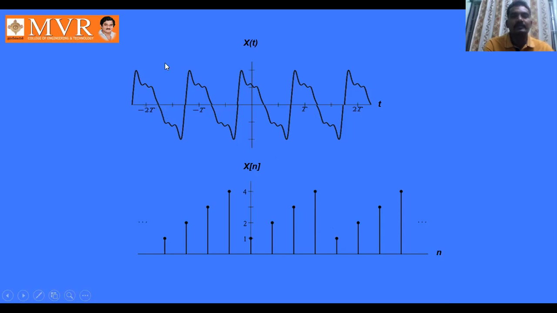With this particular time period, it will be repeated until infinity. And here also it is the sequence with the period this one. With this sequence, it will be repeated until infinity. But it is varying from minus infinity to infinity. That's why it is called a sequence.